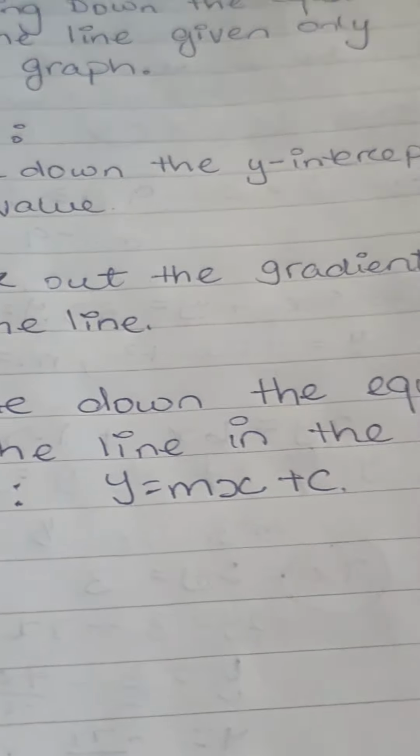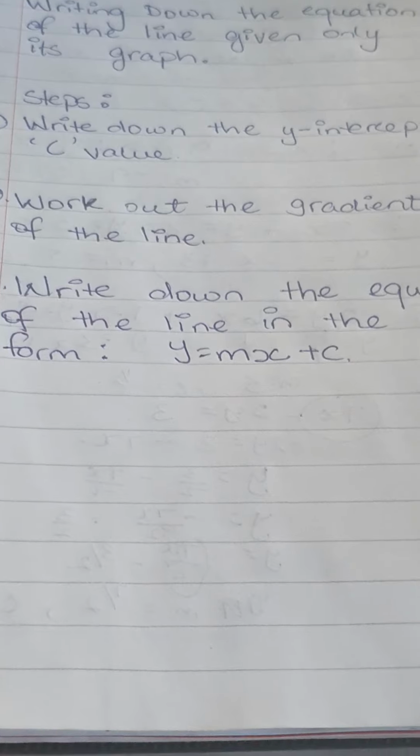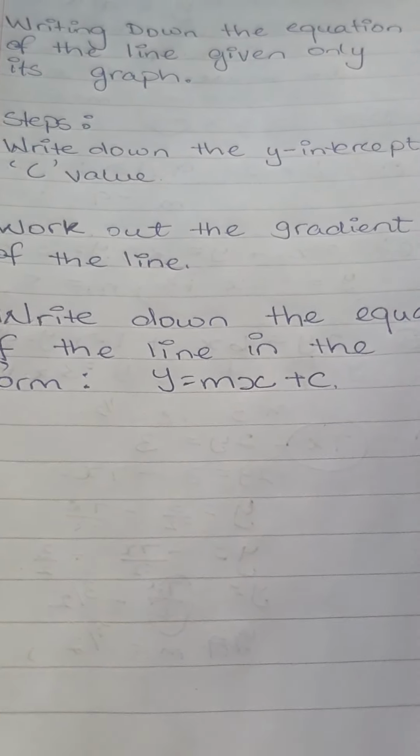Next thing you need to do, according to our steps, is work out the gradient. We learned how to do that a couple of videos ago. Second step now. So we're going to work out the gradient. Now, in order to work out the gradient, the first thing we want to do is get 2 points, right? The first point and the second point. It doesn't matter what 2 points you use.